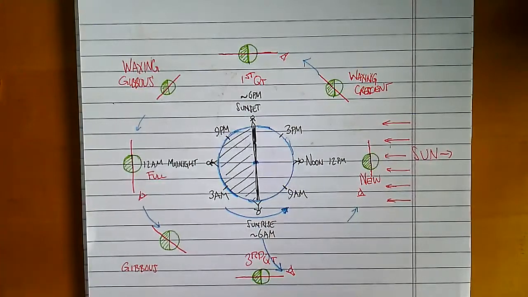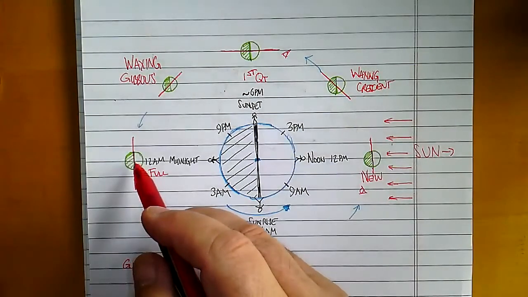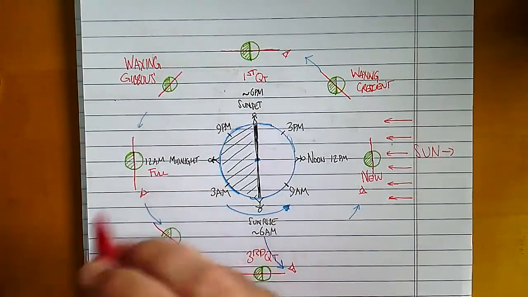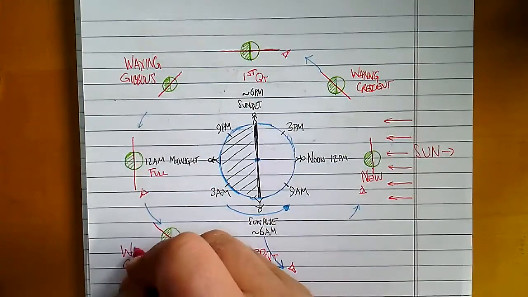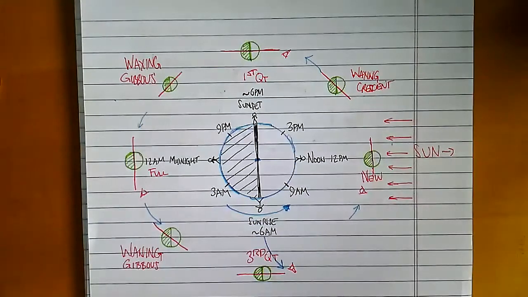I think gibbous translates to humpback in some language. Anyways, this was much more illuminated. In other words, the whole half of the moon facing us was illuminated before, but now less than half is. So this is called waning. So this is waning gibbous.